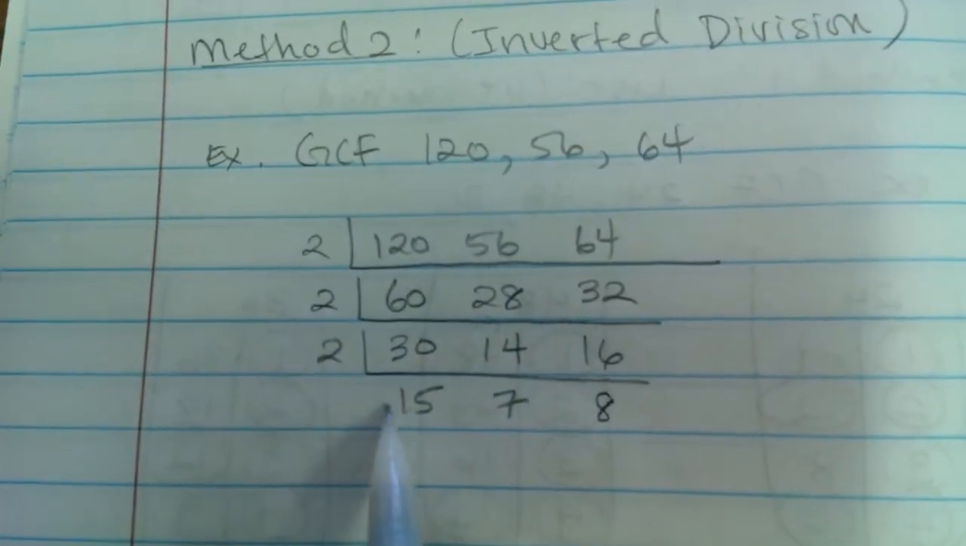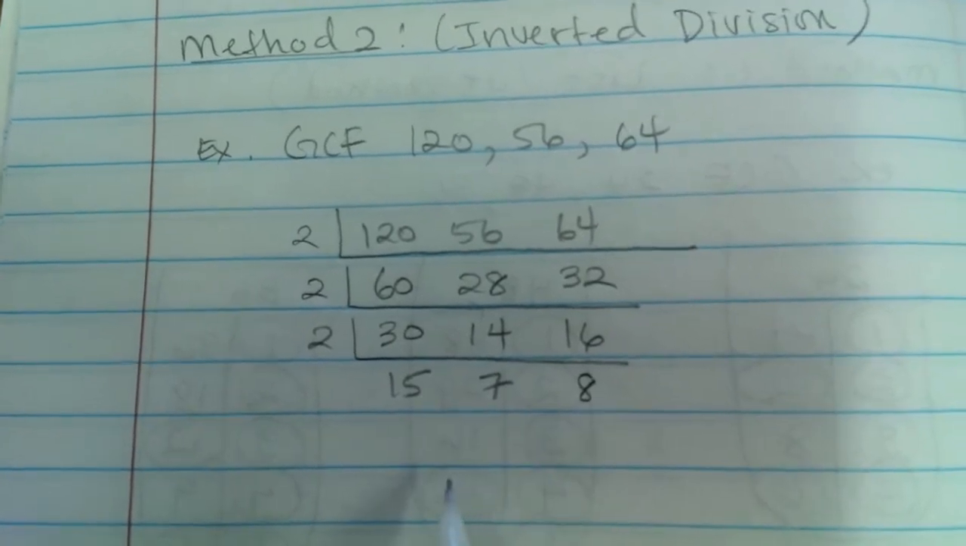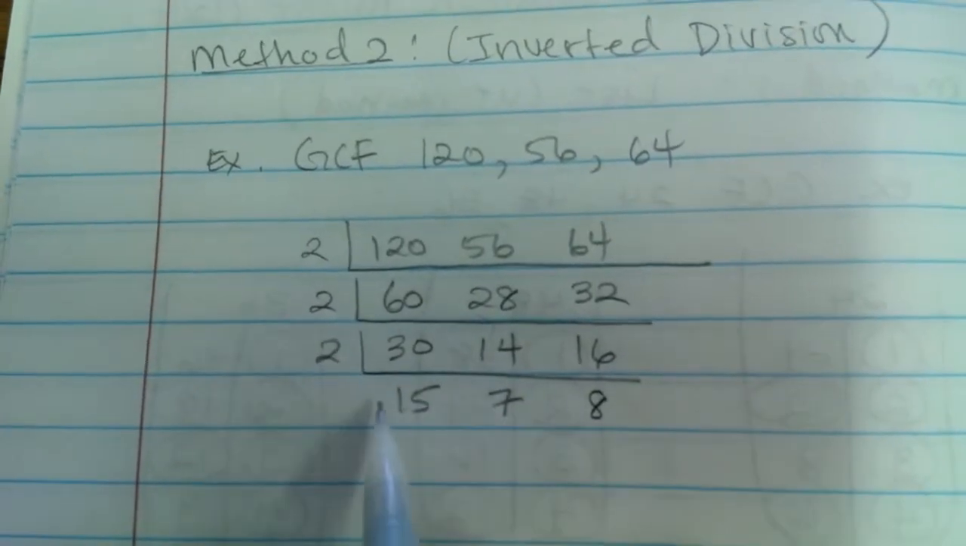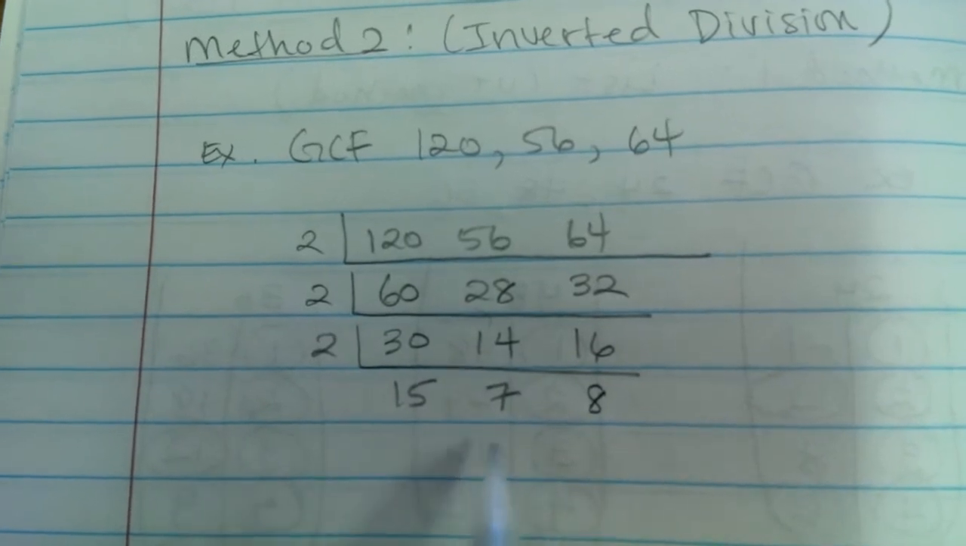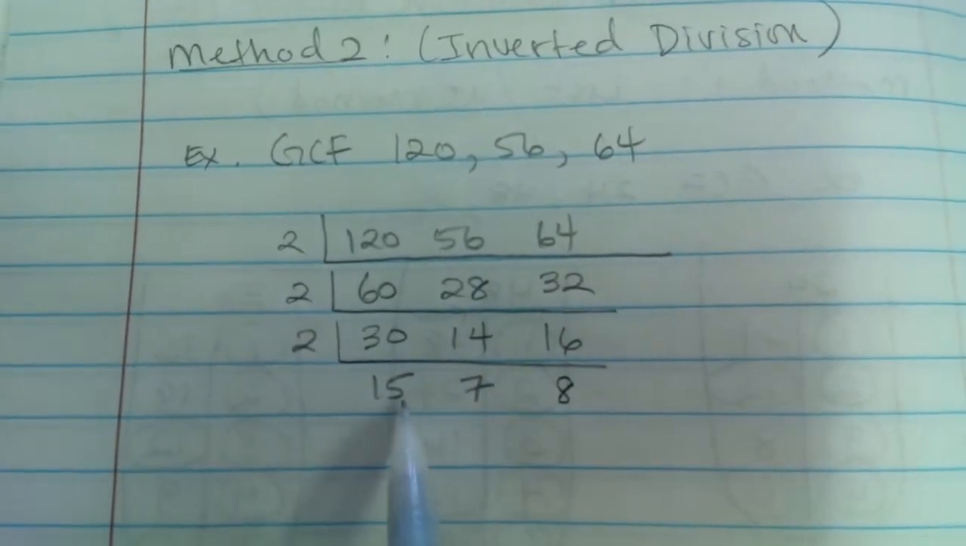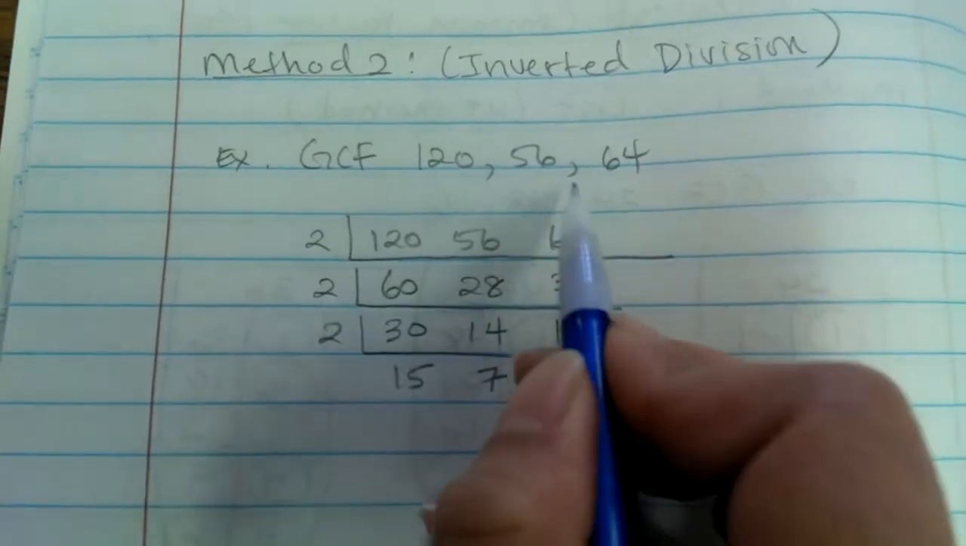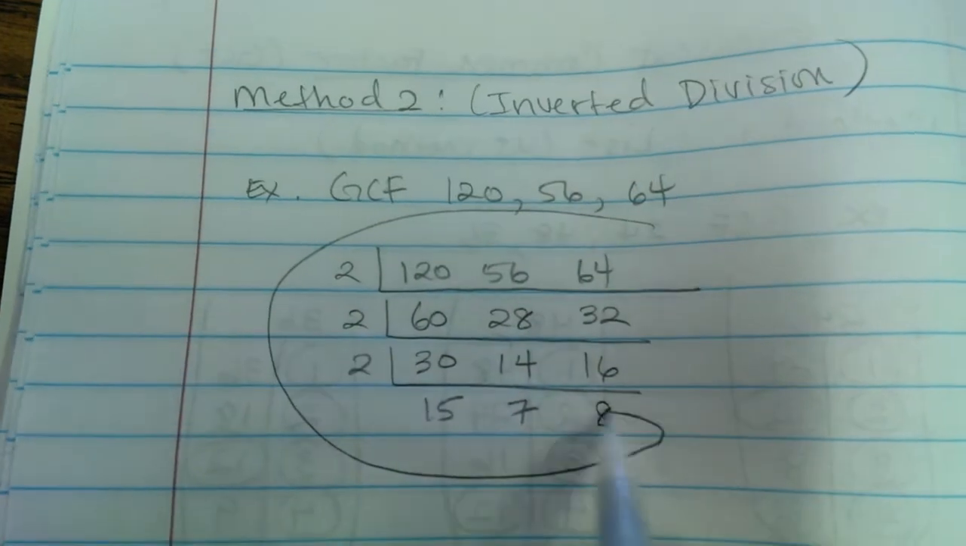And then, is there another number that goes into 15, 7, and 8? Well, the only one I can think of is 1. We could divide it by 1, but if we divide it by 1, we're going to get 15, 7, and 8 again. So when there is no other number that can go into all the numbers besides 1, we are done. So you put the big G around it, G for GCF.